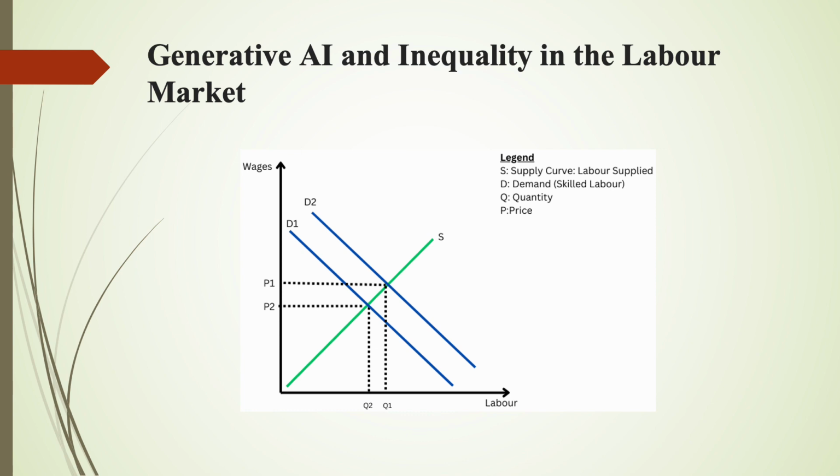Now on the diagram, supply curve represents labor supply. Demand curve, D1, D2, shift rightward to indicate increased demand for skilled labor due to AI integration. Increased demand for skilled labor, shift from D1 to D2, raises wages and reduces inequality.